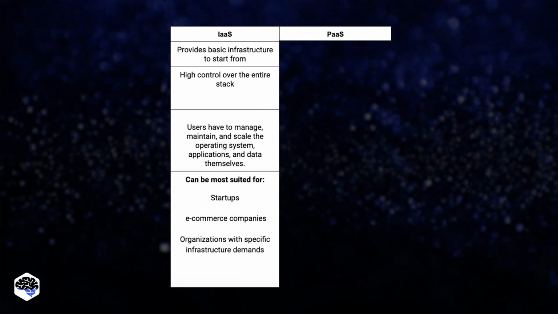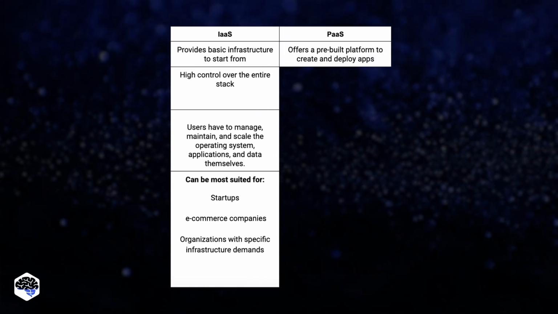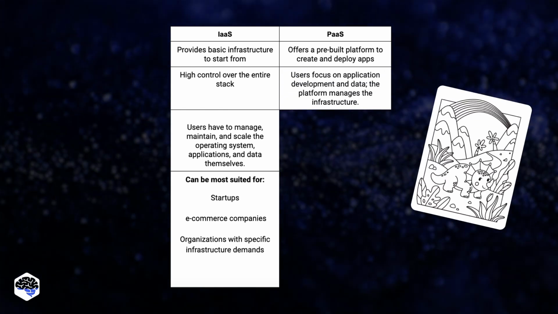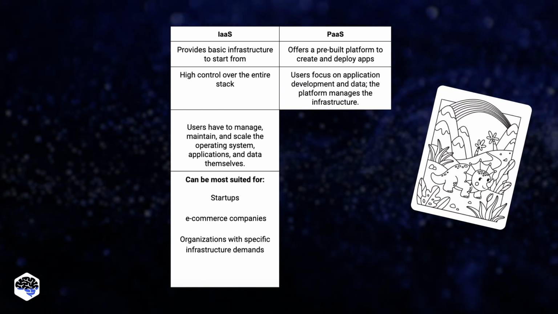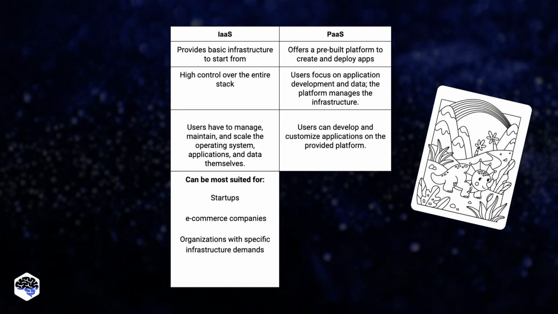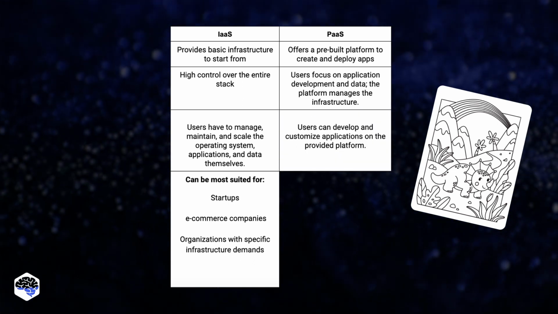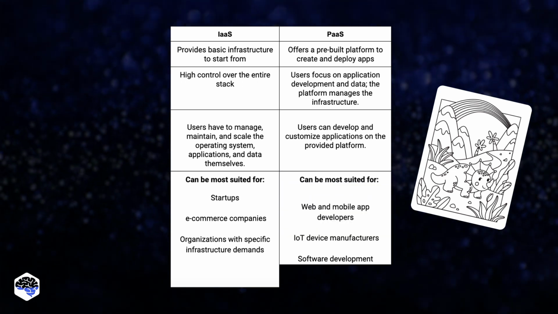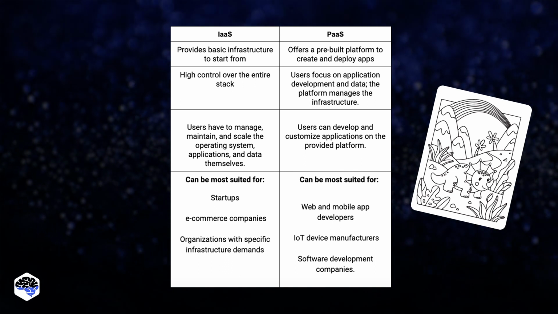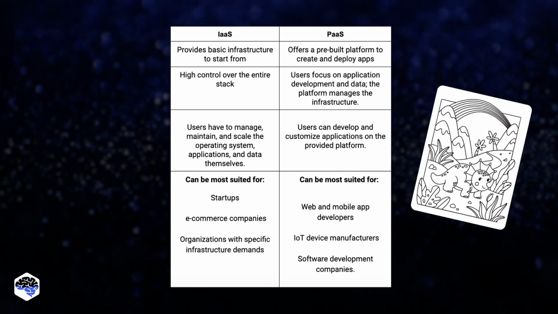In the case of platform as a service, you can receive a pre-built platform to create and deploy apps, just like a pre-drawn coloring book. You can color within the lines or modify the existing drawings, but the basic structure is already provided. This approach can be more suited for businesses that are primarily focused on streamlining the app development and deployment processes. Web and mobile app developers, IoT device manufacturers, and software development companies fall under this category.